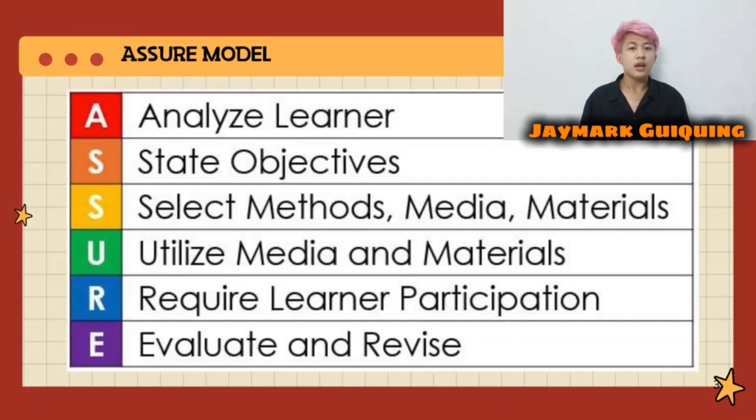ASSURE is: A for analyze learners, S for state objectives, S for select methods, media, and materials, U for utilize media and materials, R for require learner participation, and the last is E, evaluate and revise. Let's go step by step through the ASSURE model.